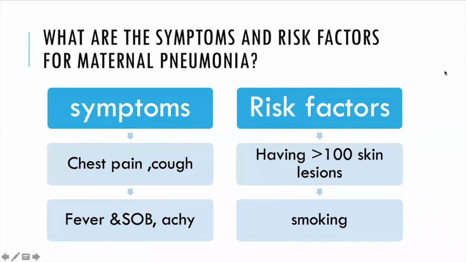What are the symptoms and risk factors for maternal pneumonia? The symptoms: usually they will present with chest pain, shortness of breath, cough, fever, aching pain, and tachycardia. The risk factors are usually having more than 100 skin lesions, or being a smoker.